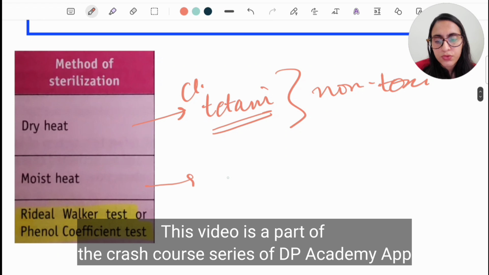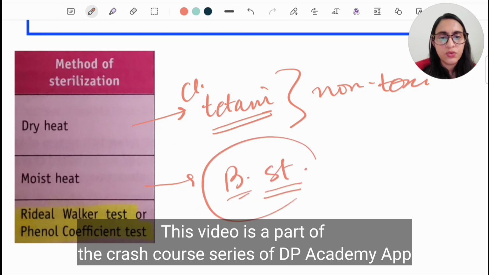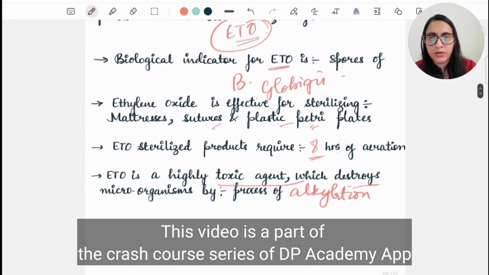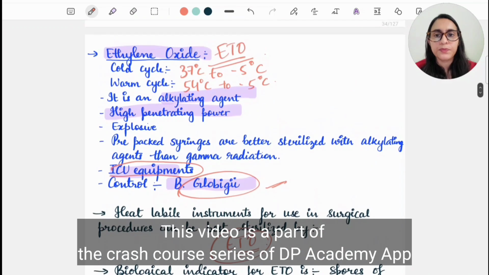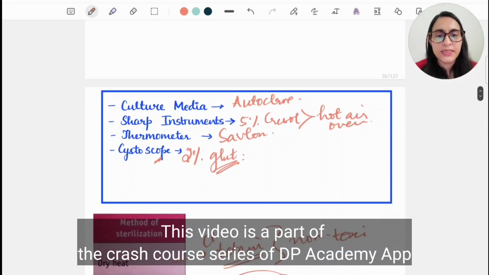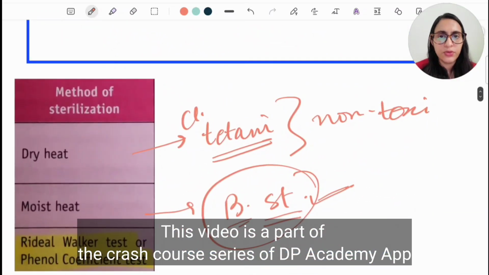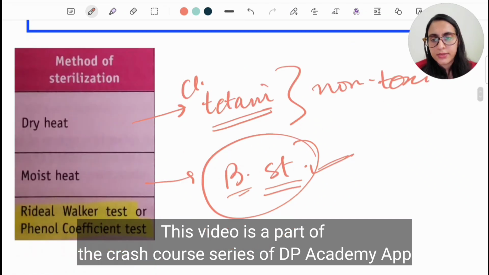Then for moist heat, we use the spores of Bacillus stearothermophilus. Bacillus stearothermophilus is also used for plasma gas sterilization, in which we use hydrogen peroxide gas. And if you remember, Bacillus globigii is used for ethylene oxide. So plasma gas, Bacillus stearothermophilus; autoclave, Bacillus stearothermophilus; and Bacillus globigii for the ethylene oxide gas.